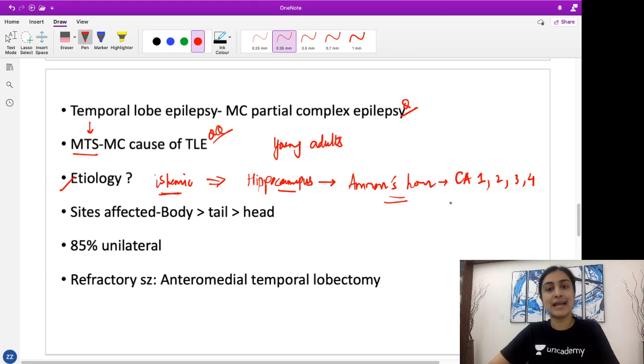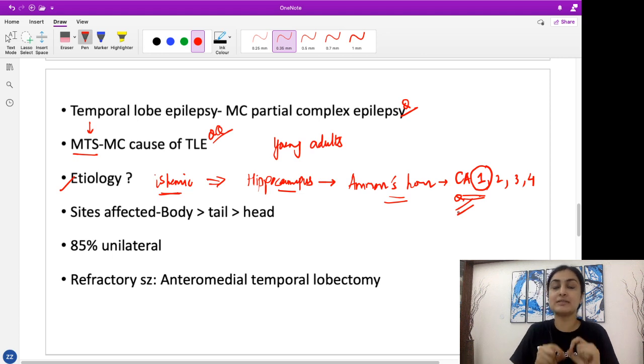What does CA stand for? That's nothing but Cornua ammonis, which is the Latin version of Ammon's horn, right? So we have CA 1 to 4. Now remember this area, again an important question from anatomy, guys. CA1 is the area which is most sensitive to ischemia. Remember one very important one-liner that can be asked to you: the area of hippocampus that is most sensitive to ischemic insult.